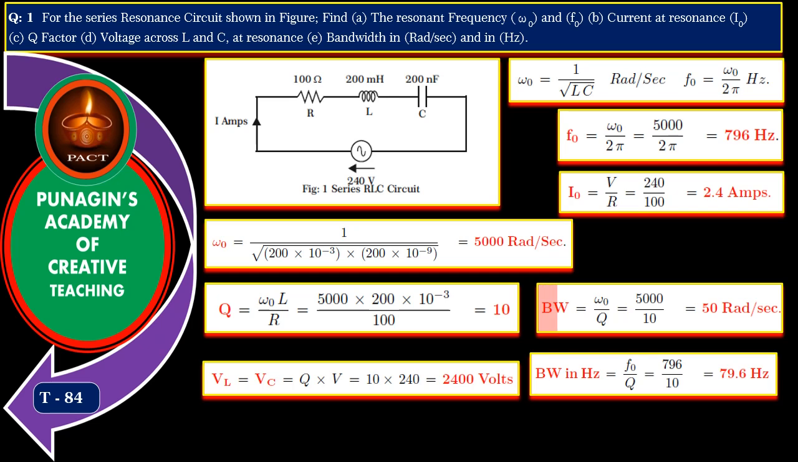And bandwidth is equal to omega naught by Q. By substituting the values, we get bandwidth is equal to 50 radians per second. And finally, bandwidth in hertz is equal to f naught by Q. By substituting the values, we get bandwidth is equal to 79.6 hertz.